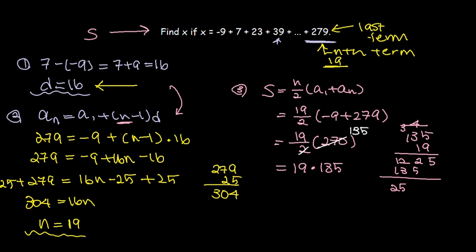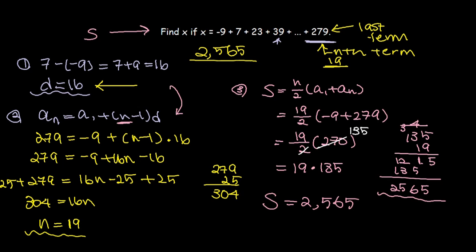Actually, I just messed it up a little bit there. Sorry about that. It's a moment of reflection for me too. 1 to the 6, 5. So we have 2,565 as our final answer. So the sum is 2,565. So the answer to this question is 2,565.